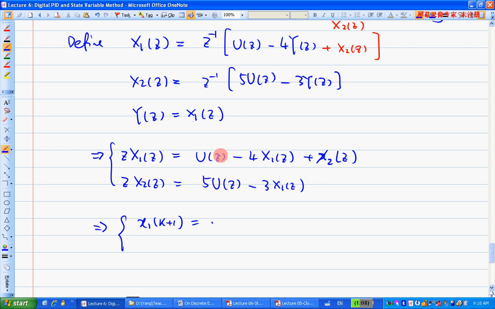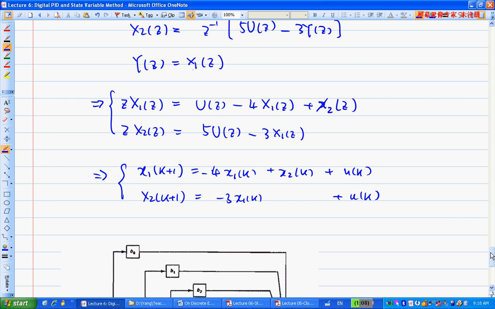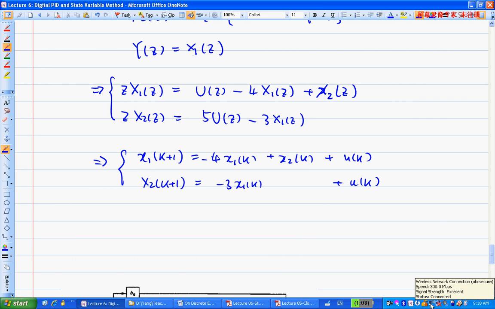And what's this guy here? That's u of k, but let's do this first. That's negative 4 x1 of k. Over here, that's x2 of k. And u of z becomes u of k. The second one here is x2 of k plus 1, equals negative 3 x1 of k plus 5 u of k, right? That's it. That's the state space model.